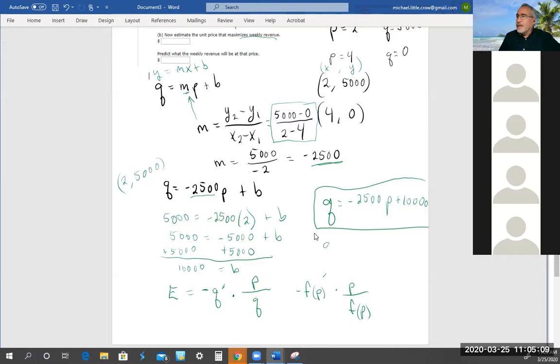So let's go ahead and calculate that here. Take the derivative of this function with respect to P: the 1 comes down, 1 times negative 2,500 is negative 2,500. The derivative of P itself is 1, so this becomes P to the 1 minus 1, P to the 0 power. The derivative of 10,000 is 0. So this is our derivative.